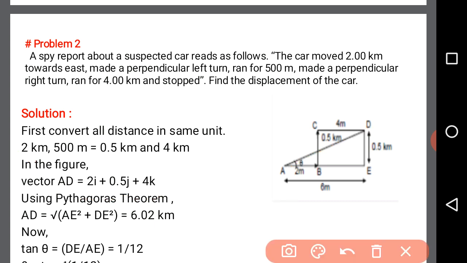Now you can use the Pythagoras theorem to find the value of AD. AD is nothing but the square root of AE square plus DE square. Substituting the appropriate values, you get the answer. It is equal to 6.2 kilometers, as AE is equal to 6.